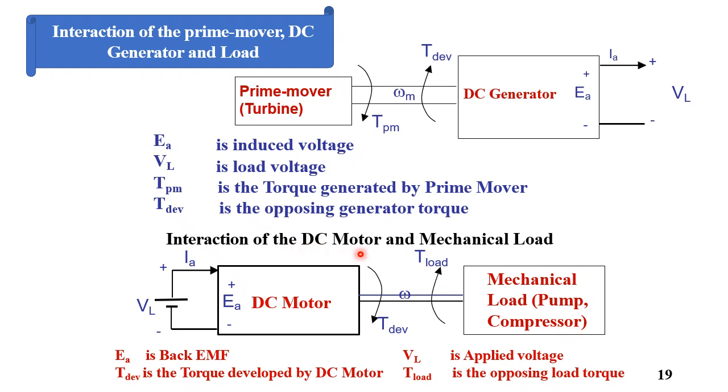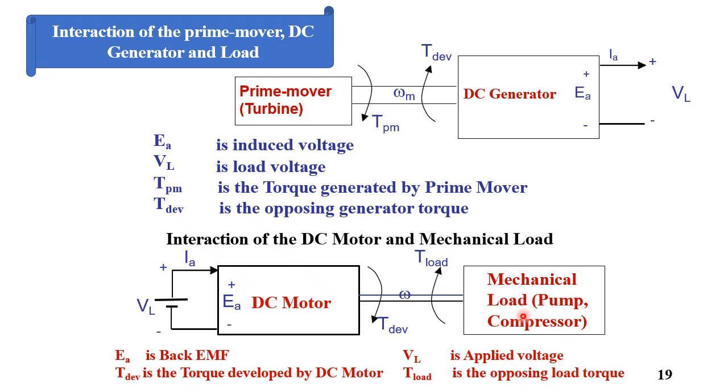For the interaction between the DC motor and the mechanical load, the DC motor is driven by an external source, which is the battery with voltage V load or V terminal, and the motor draws a current from the source equal to IA, and a back-induced EMF EA is developed inside the DC motor, which is converted along with IA, which is the power developed, to the mechanical power, and we get the torque developed, which is the torque driven by the DC motor, which is connected to the load.